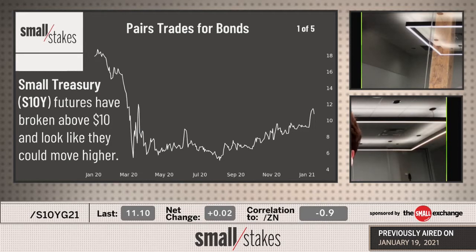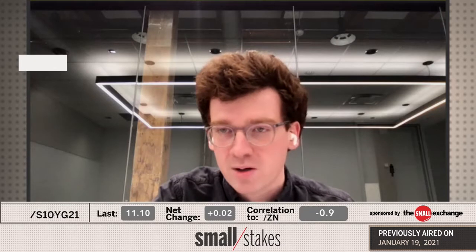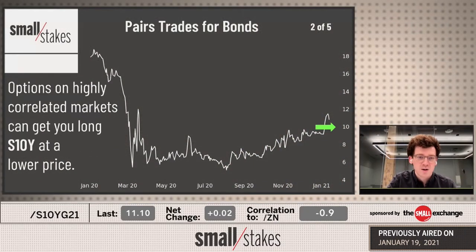It's been a real calm grind higher in rates, from about 50 basis points or $5 in S10Y all the way up north of $10 or 1% here. But now we're seeing a lot of two-sided action, a lot of back and forth in this interest rate market. And I think it calls for some strategic analysis here.